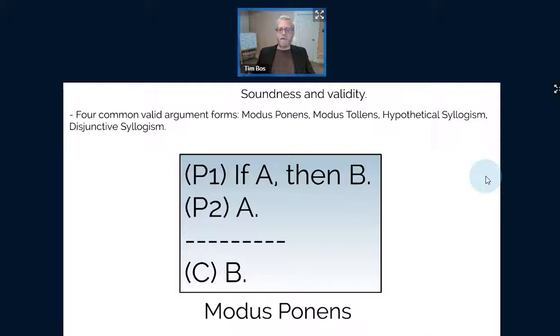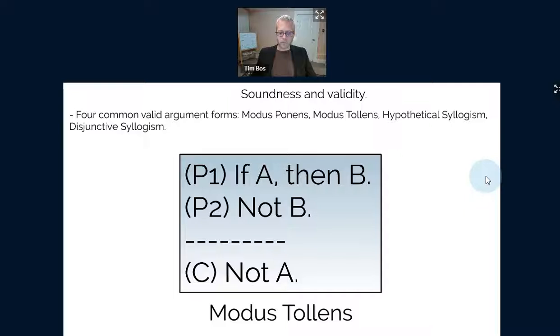You can't have a conclusion being false and the premises being true in a valid argument. It just is not going to happen. It's not logically possible. Okay. And here's another valid argument form.